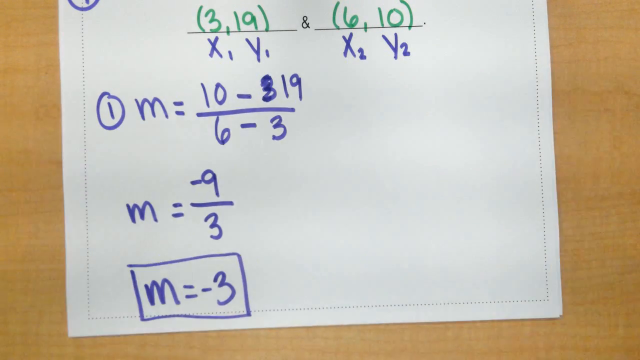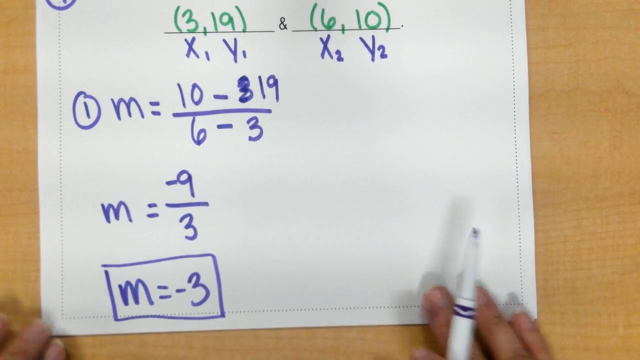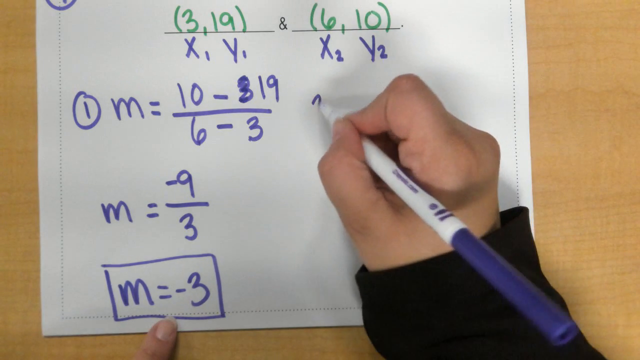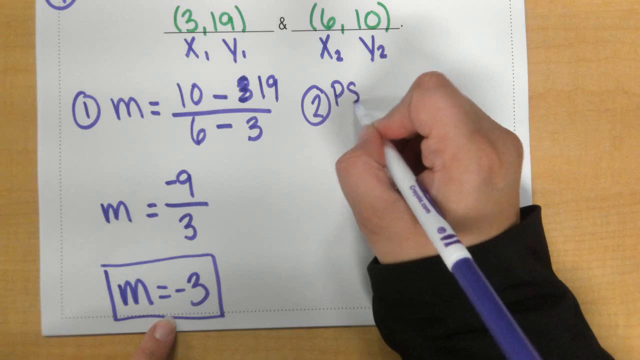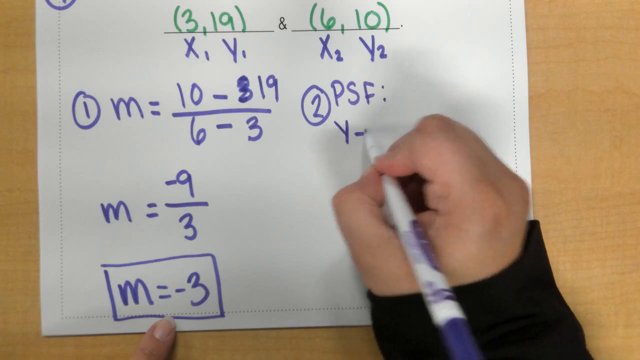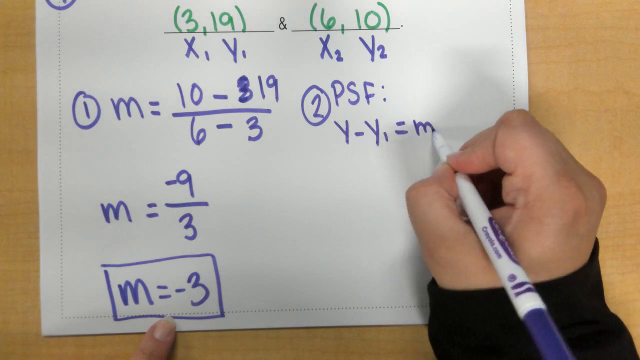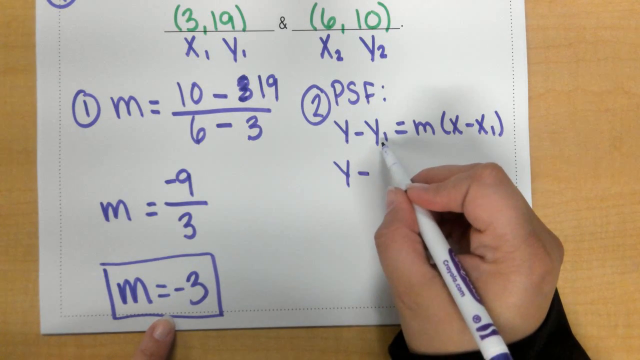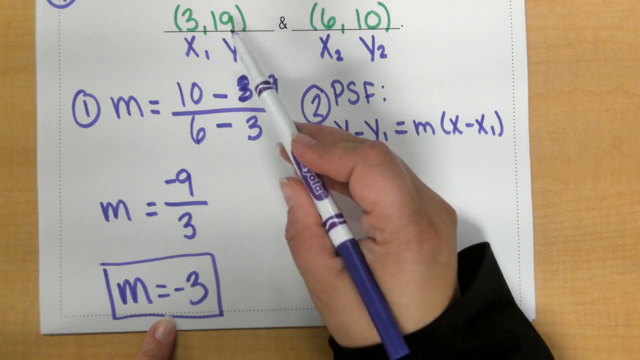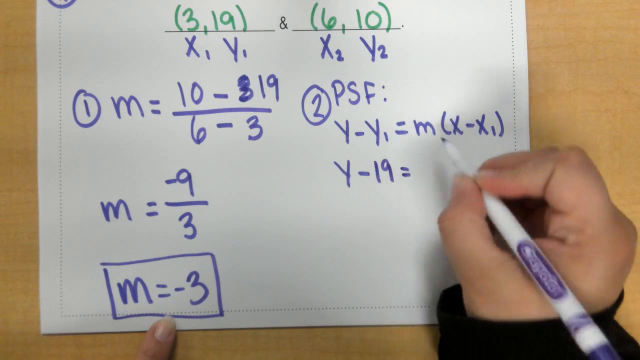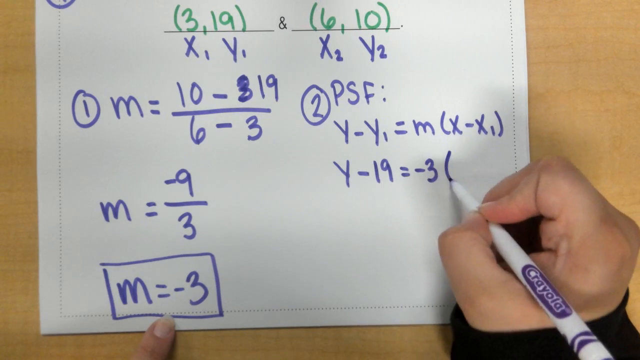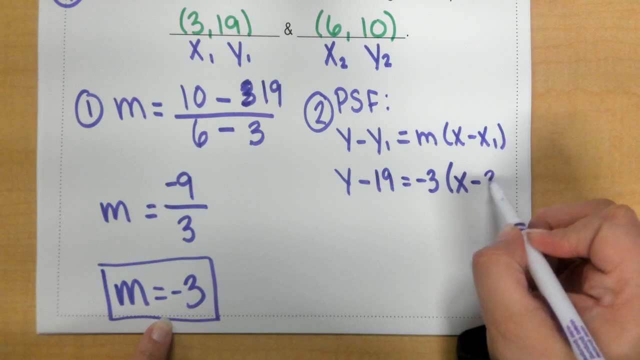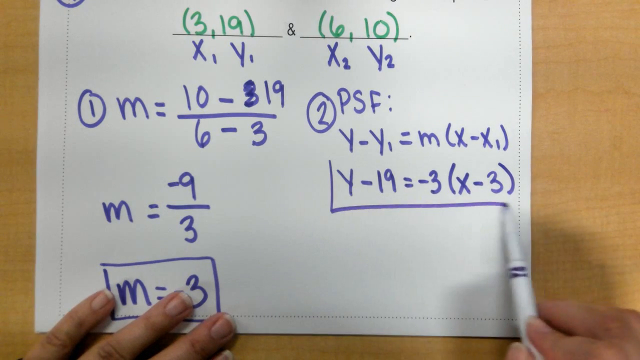Okay? Now, to take this information and turn it into point-slope form, here is our formula. So y minus, okay, y1 is 19. M is negative 3. And then x1 was 3. And this is your final answer.